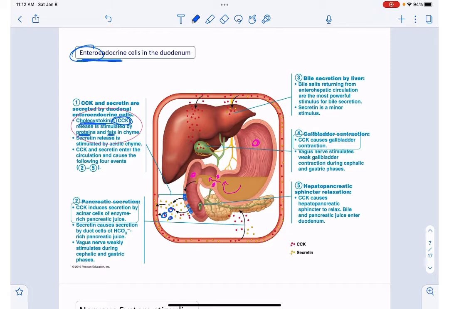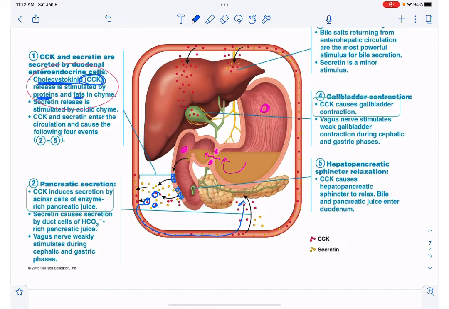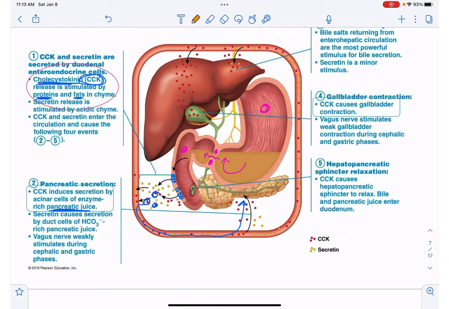Now, what's this CCK going to do in response? Well, that cholecystokinin is going to go through the blood and it's going to act back on the pancreas. And one of the main things that it's going to do is it's going to stimulate the release of pancreatic juice by the pancreas. So it's going to stimulate the pancreas to produce pancreatic juice. And that pancreatic juice is going to travel down the pancreatic duct into the small intestine.